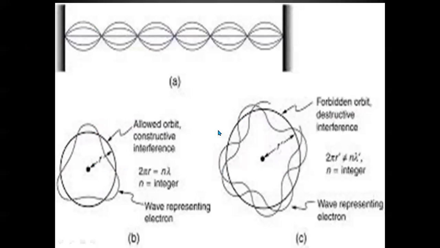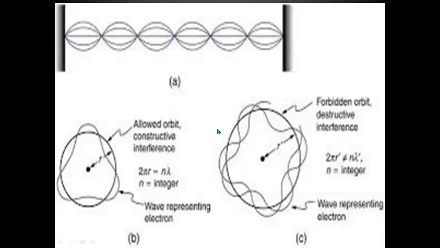Here this is meeting, but here it is not meeting. You can see that they are not meeting. This is called constructive interference. This is called destructive interference. So where a constructive interference takes place, this is called allowed. And if it is not constructive, that means it is destructive, it is forbidden.